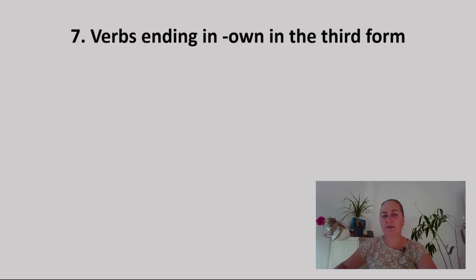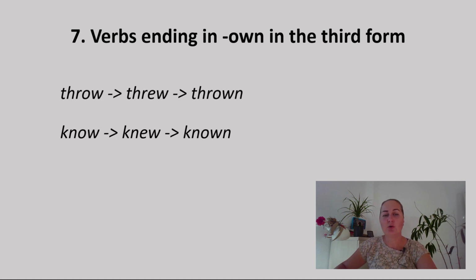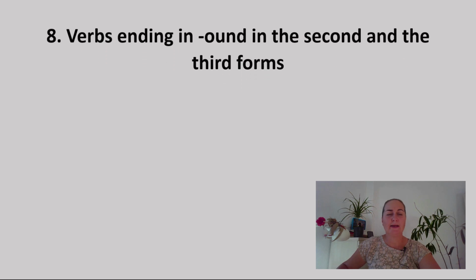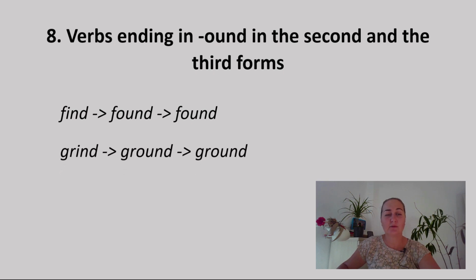Group number 7. Verbs ending in OWN in the third form. For example, throw, threw, thrown, know, knew, known, blow, blew, blown. Group number 8. Verbs ending in OUND in the second and the third forms. For example, find, found, found, grind, ground, ground, wind, wound, wound.